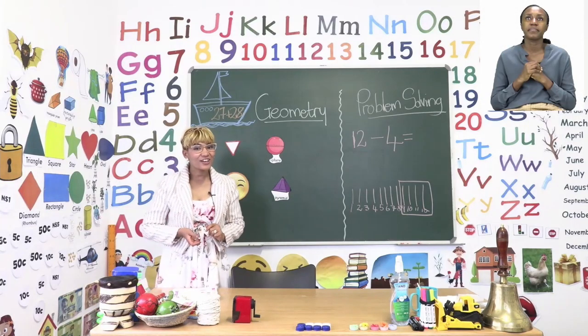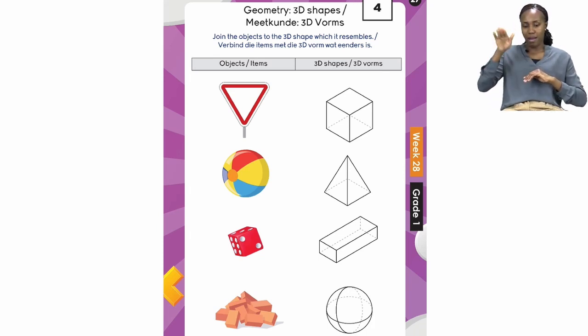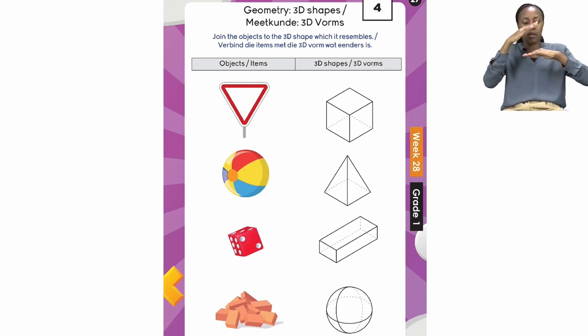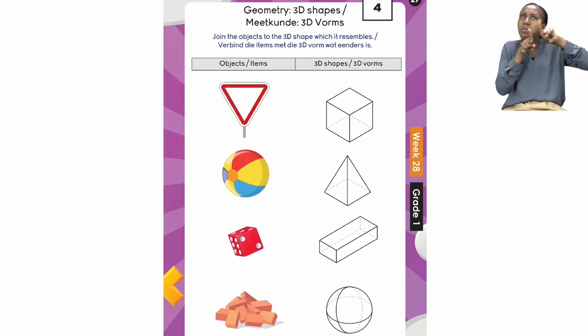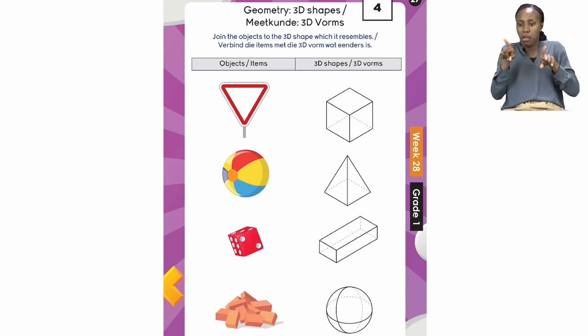Let's start this part of our lesson on page 27. Now here we are going to do some geometry. And today we are looking at 3D shapes. It says there that you have to join the objects to the 3D shape which it resembles. On one part of the page you will see all the objects: a yield sign, a ball, a dice, and some bricks. And then you have all your 3D shapes on the other side.